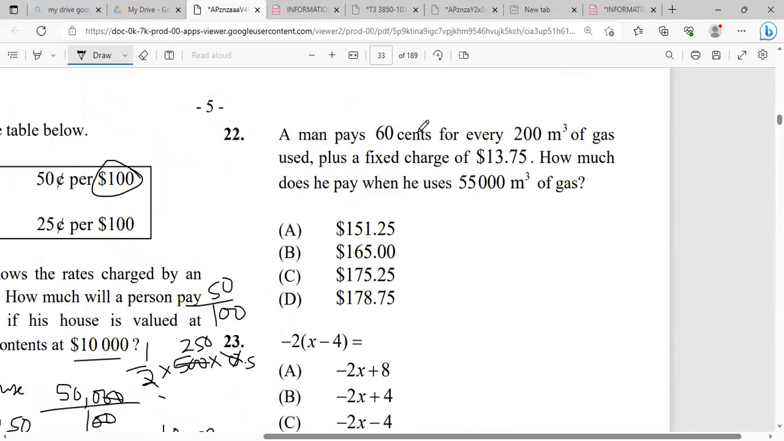All right, so a man pays 60 cents for every 200 m3 of gas plus a fixed charge of $13.75. How much does he pay when he uses this amount? So first we need to know how many 200s are in this, right? Because they give us the rate per 200. So let's work out that.